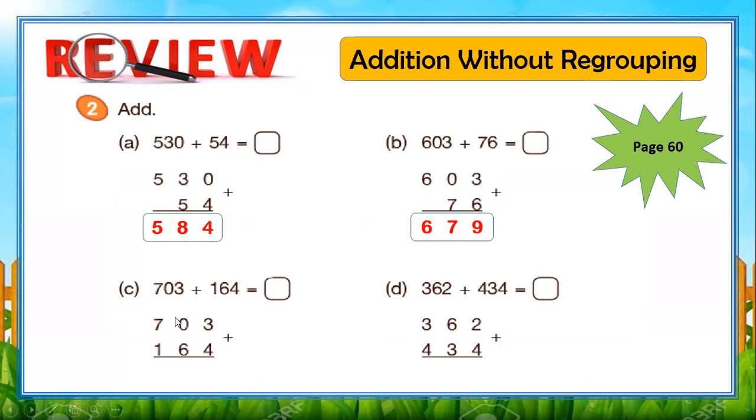Letter C, 703 plus 164 is equal to? Very good. And the last letter, 362 plus 434 is equal to? That's great.